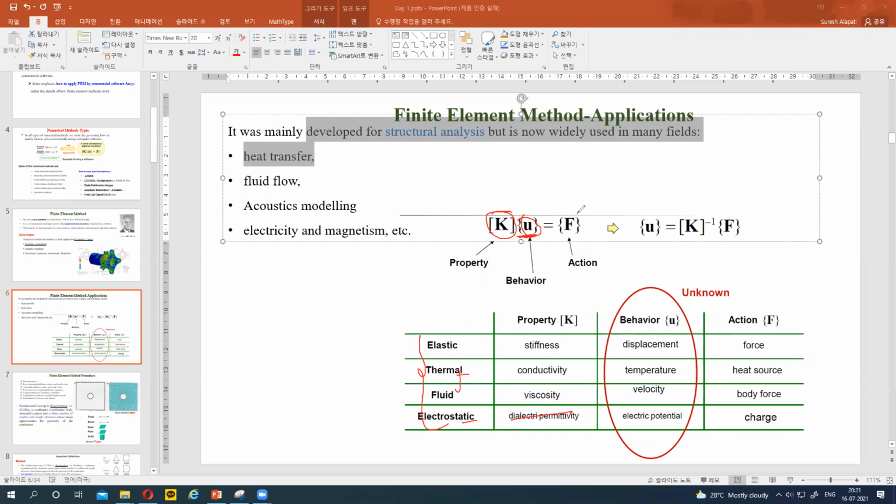Okay, and F is force for structural problem. Heat source. Heat source means the amount of heat we are supplying, right, at a particular point. So that is a heat source. So Q for thermal problem, and some body force for fluid flow problem, and electric charge for electrostatic problem. Okay.